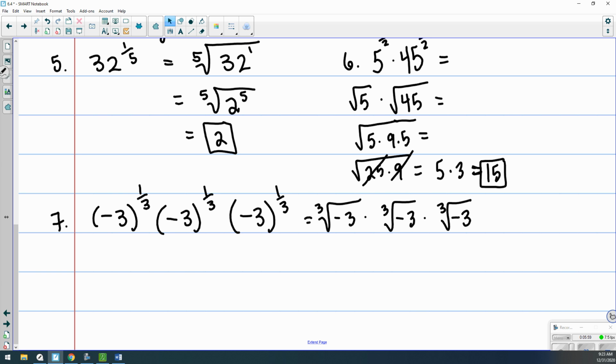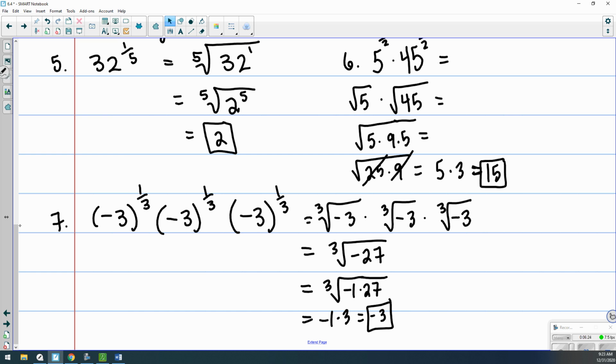Do you see how that's written? Now this would be the third root of -27, -3 times -3 times -3. And that's like the third root of -1 times 27. We're going to call that -1 times 3, which is -3. Ta-da! That's it. Okay, now I want to show you one last, maybe quicker way of doing that.